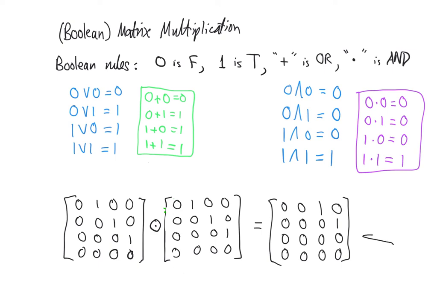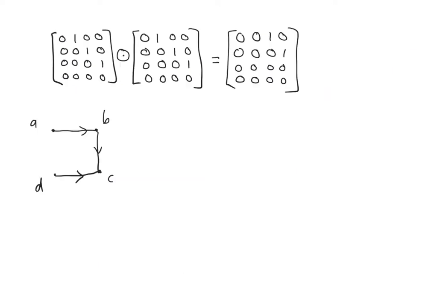Now we're going to link this matrix back to the digraph and the relation and interpret what this matrix tells us. We multiplied the matrix with itself and we got this matrix here. But what does this matrix mean in terms of the digraph and in terms of the relation?